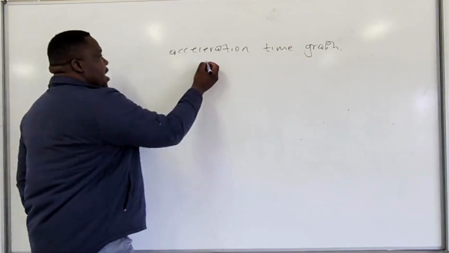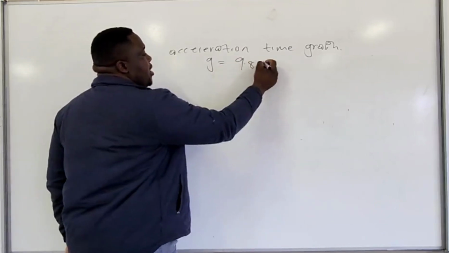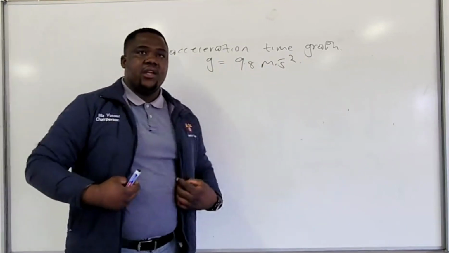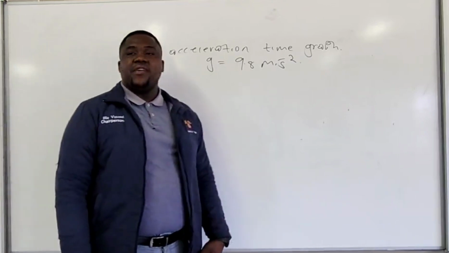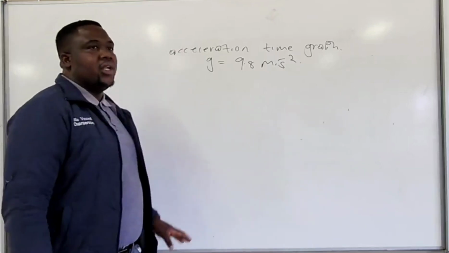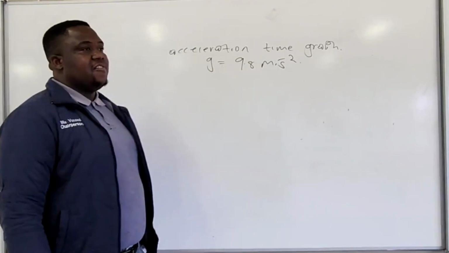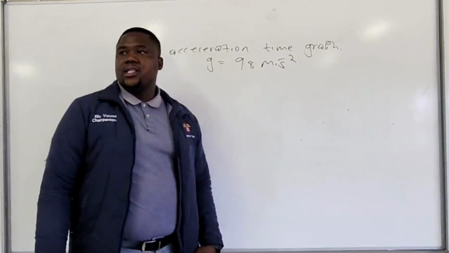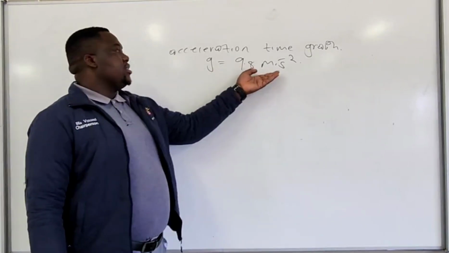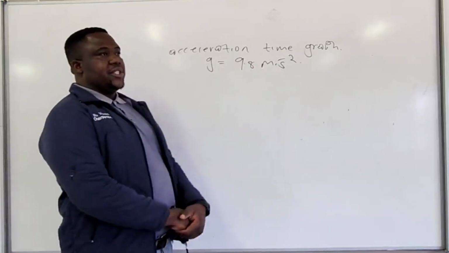This is the acceleration time graph. We know that the acceleration for a projectile is constant. It's 9.8 meters per second squared. It does not change because it's a projectile. A projectile is an object which has been given initial velocity and it moves under the influence of gravitational force only. This is the acceleration time graph, which represents the acceleration. So now we want to do an acceleration versus time graph.